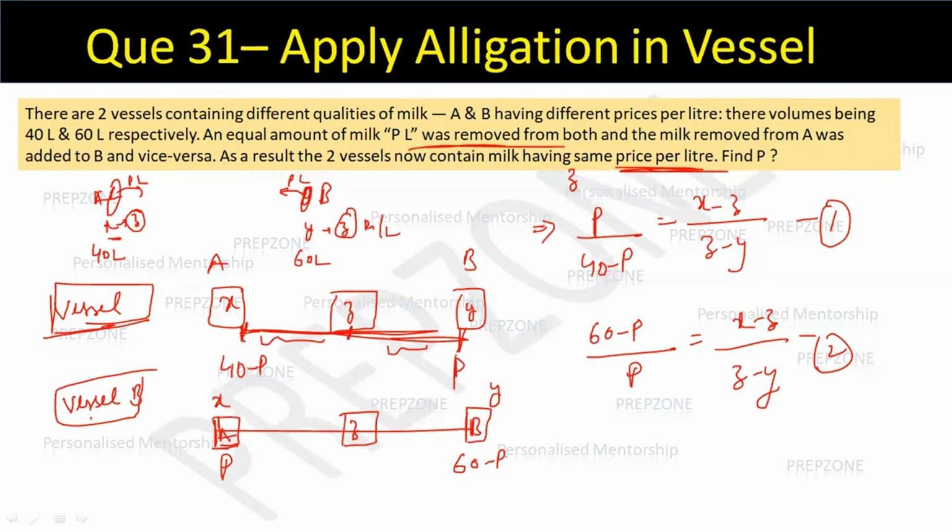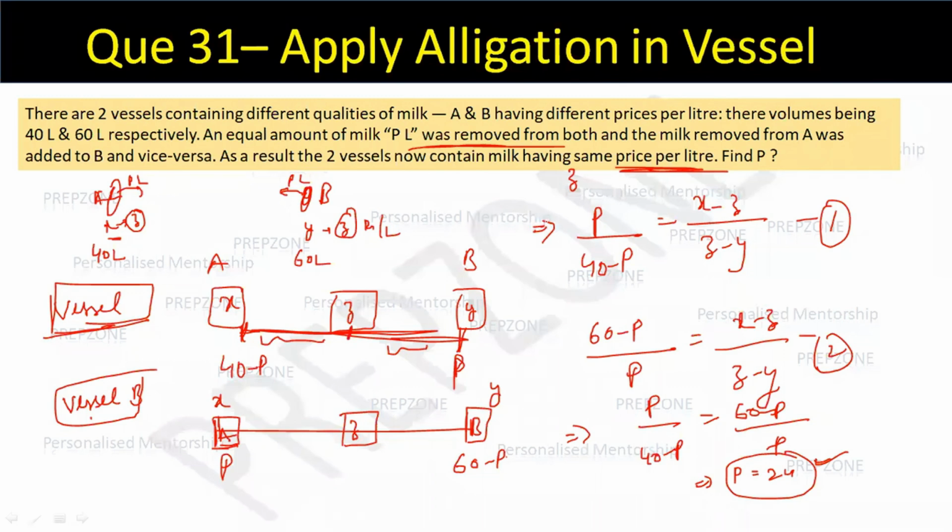कि B से मैं P units vessel A में डाल रहा हूँ, and vessel A में initially कितना था 40 minus P, because I had already extracted P units. Similarly, I'm trying to do on vessel number B, where I've extracted P units from vessel A, and I'm trying to mix with the existing 60 minus P units of vessel B, and then applying the allegation. Applying this distance method of seesaw, you get these equations, and if you equate them, this is nothing but P upon 40 minus P is equals to 60 minus P upon P. You just solve it, P square will get cancelled. You will get P is equals to 24. Okay.